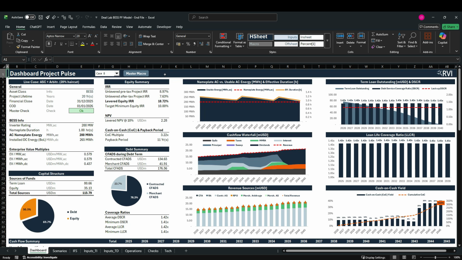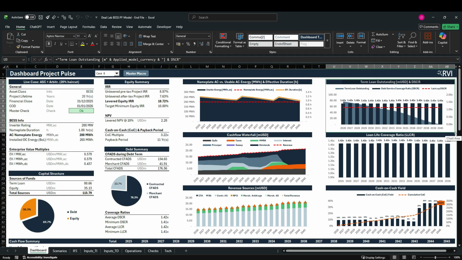In the previous lesson, we finalized our term loan structure, meaning we now have the full debt service profile per period, interest plus principal. And once we have that, we can calculate one of the most important lender metrics in the entire model, the debt service coverage ratio, or DSCR.